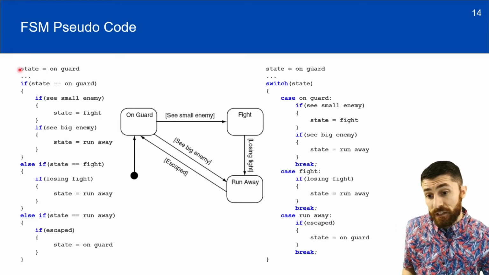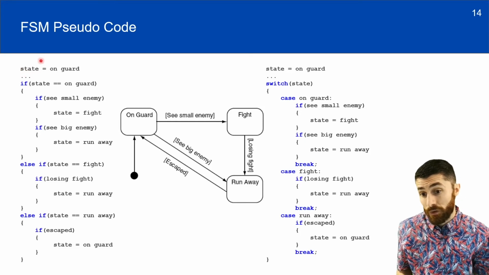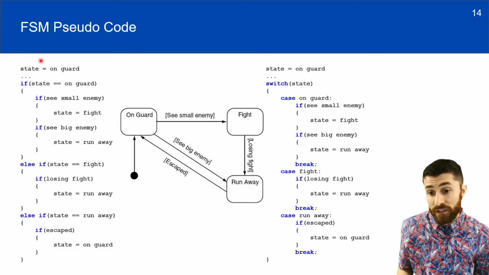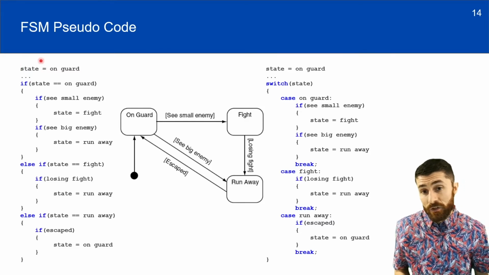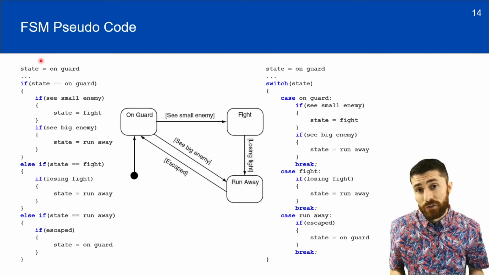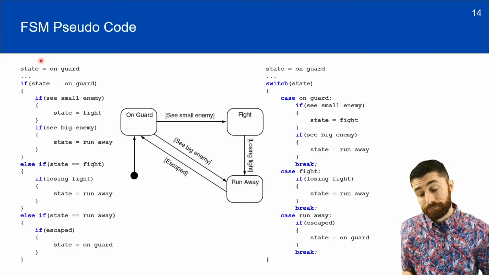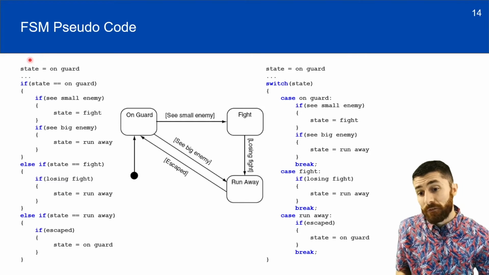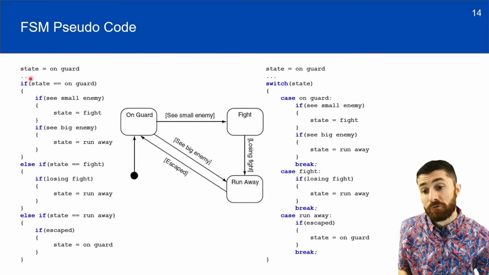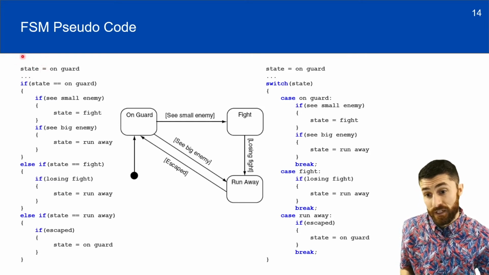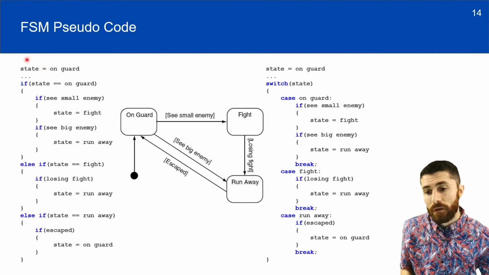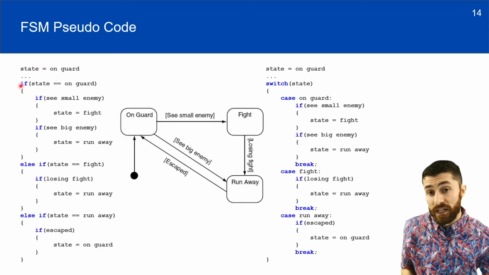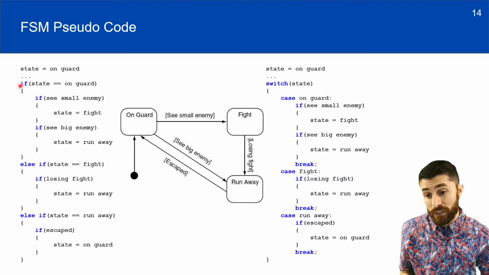We have a state variable. This state variable could be any sort of data type that you want. It could be an integer, it could be a class. In most cases, they are enums, so enumerated types, which allow you to give names to particular values. And this allows you to identify the state a lot easier. The main thing is that we have a variable to keep track of the state of the finite state machine. Then we go and test to see which state we are actually in.